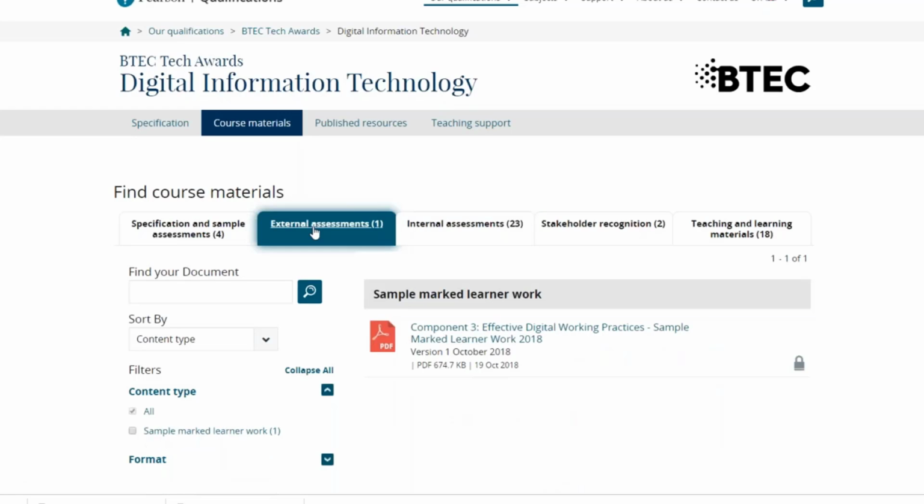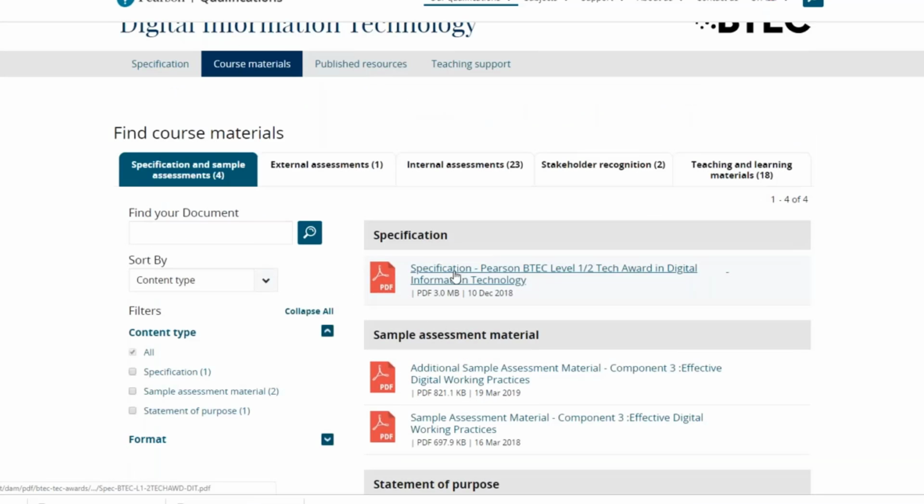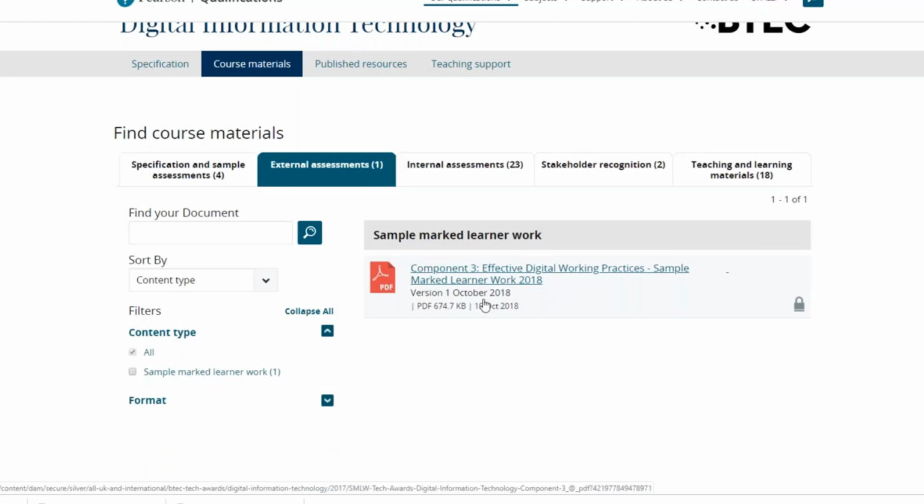So let's have a look at external assessments. We've got sample marked learner work for one case of component 3, and that is sample marked learner work based on the additional sample assessment material for component 3. So we've got sample assessment material for component 3 and then one additional one. So there are 2 papers on the website now, and sample marked learner work here for one of them. So you'll see the marks and how they were applied.